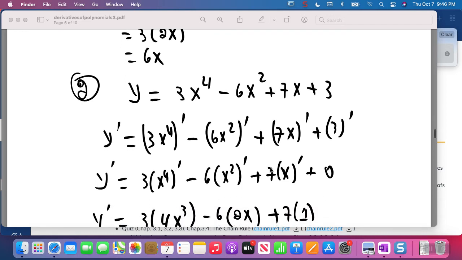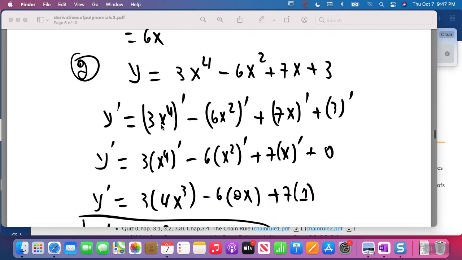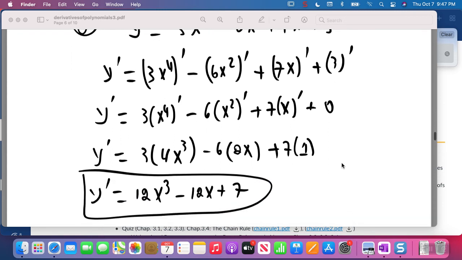So we're going to take the derivative of each one of them, and then subtract or add. Okay. So then for this case, we have a constant times a function. So that rule says, well, just leave the constant alone, only take the derivative of the function. Here too, leave 6 alone, take the derivative of x squared. Leave 7 alone, take the derivative of x. We know the derivative of 3, which is a constant, is 0. So when you take the derivative of x to the 4th, it becomes 4 times x cubed. Derivative of x squared is 2x, and then derivative of x is 1.